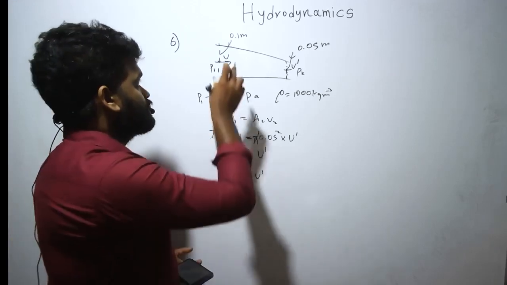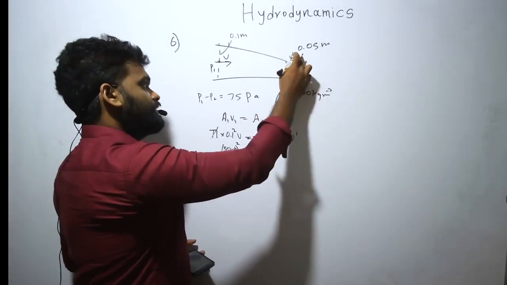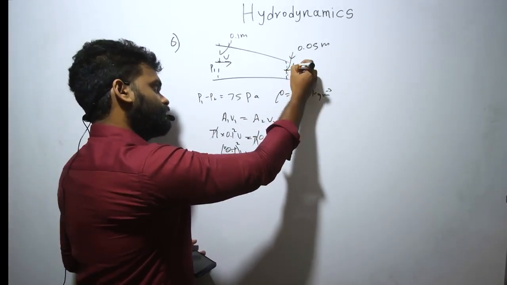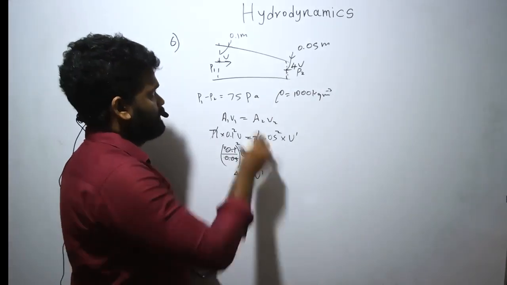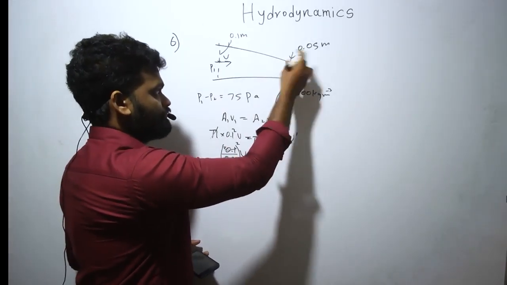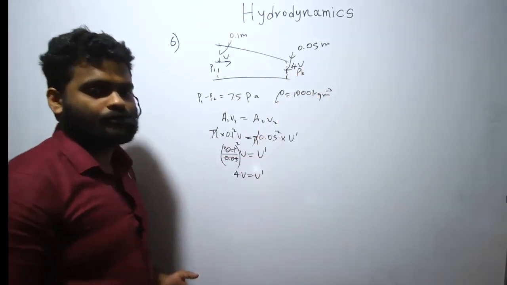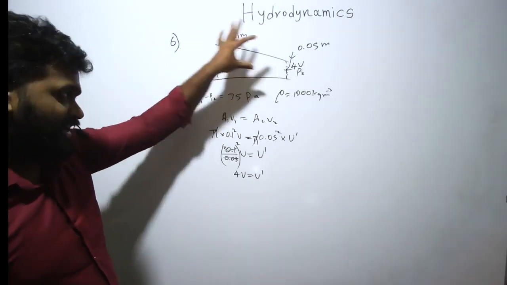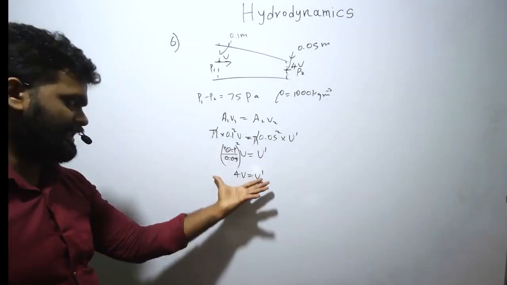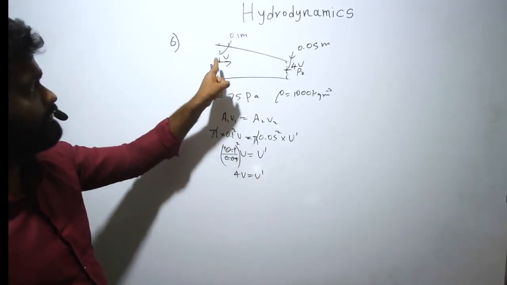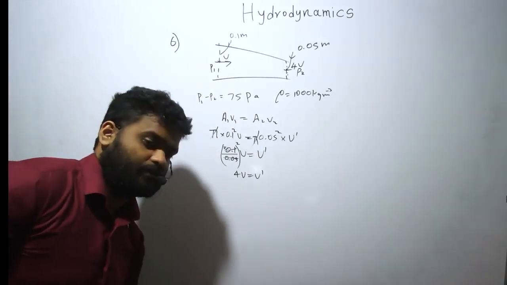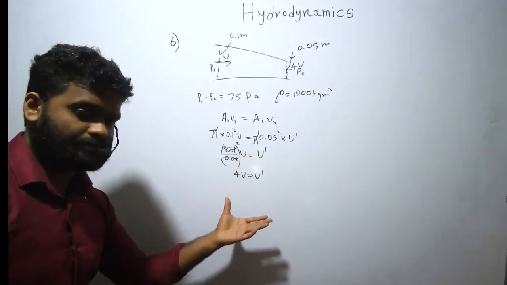Okay. So here the velocity is V. Here the velocity is 4V. You didn't even have to find that, right? Without applying this, you can see, because this is an MCQ, right? You don't have to do all these.